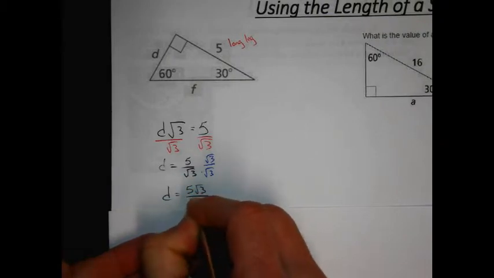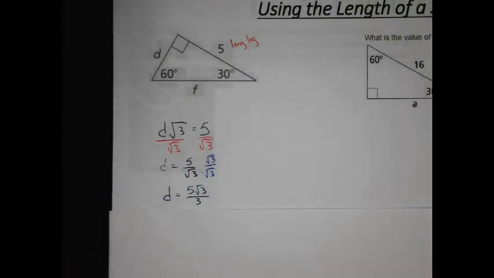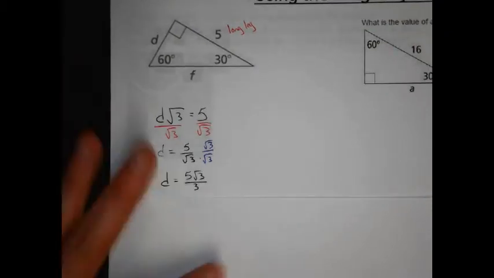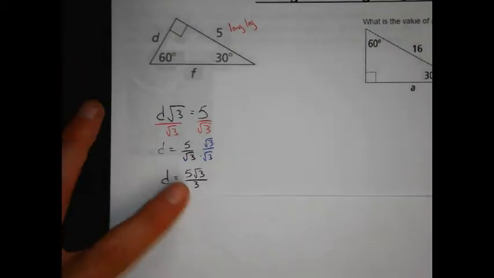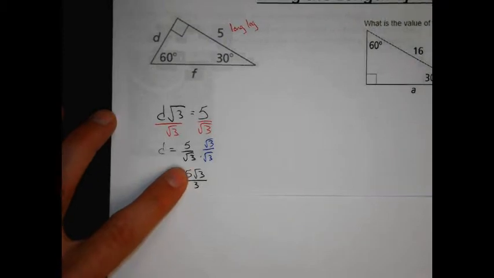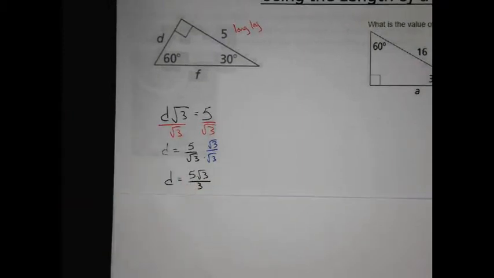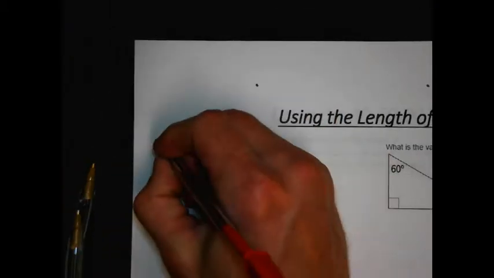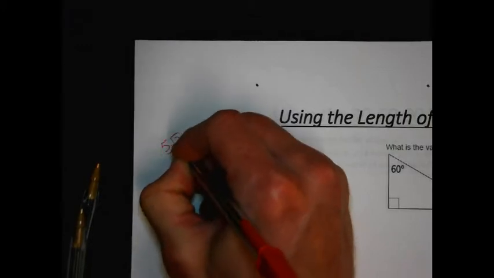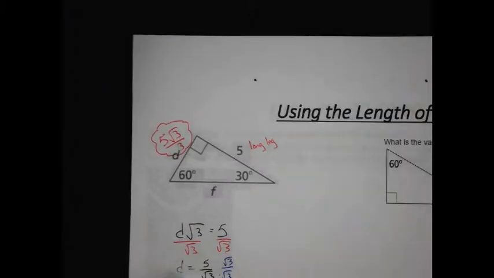3 over 3. Now, in the previous examples with the 45, 45, 90 right triangle, we were able to simplify this, but this cannot be simplified. We have a 5 in the numerator, a 3 in the denominator, we're done. That is the short leg, 5 root 3 over 3. So the length of the short leg is 5 times the square root of 3 over 3.